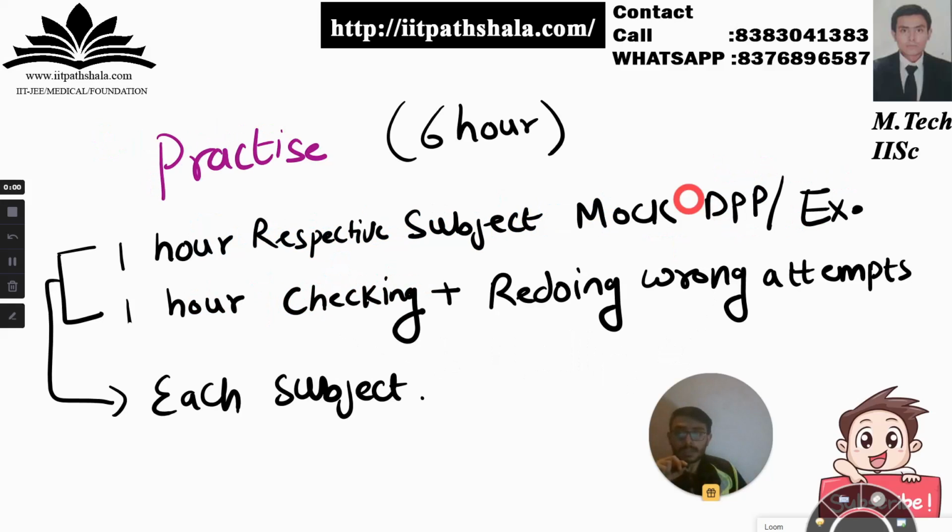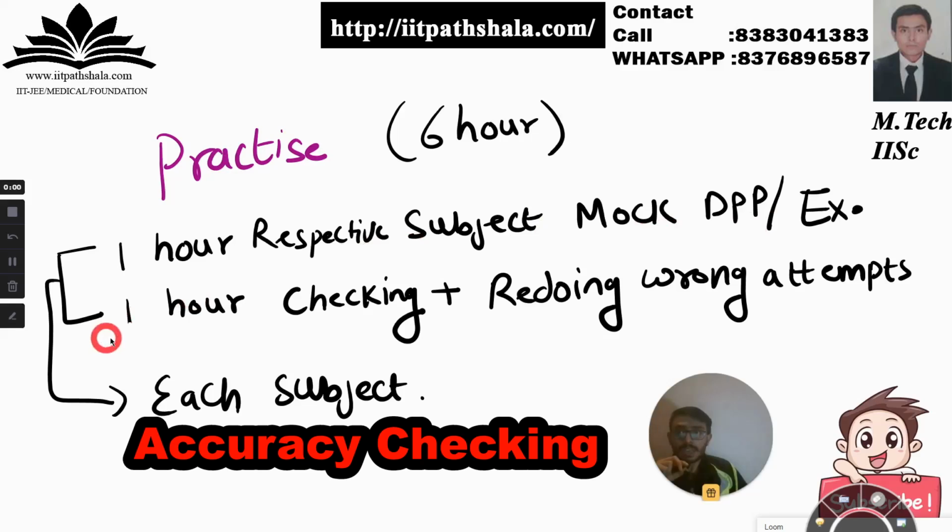Regarding the practice, 6 straight hours, meaning you are giving 2 hours to each subject. If we take the physics subject, then in 1 hour you will be giving 2 mock tests of the DPP itself. In that 1 hour you won't be seeing any solution while solving the DPPs or any kind of exercise of the text, and afterwards the remaining 1 hour you will be checking all those solutions.